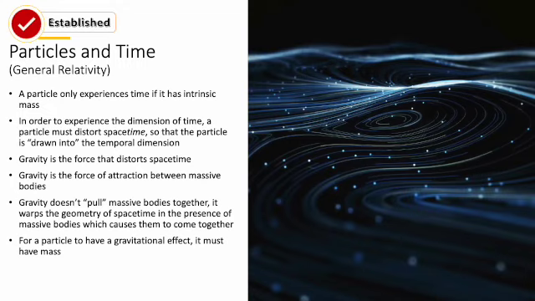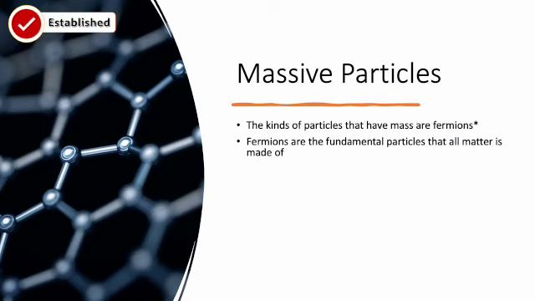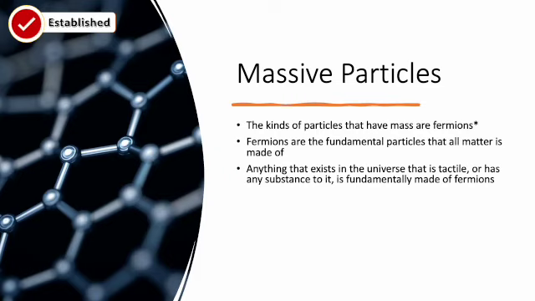For a particle to have a gravitational effect, it needs to have mass. Therefore, only particles with mass experience time. The kinds of particles that have mass are fermions. Fermions are the fundamental particles that all matter is made out of. Anything that exists in the universe that is tactile or has any substance to it, fundamentally, that stuff is all made of fermions.